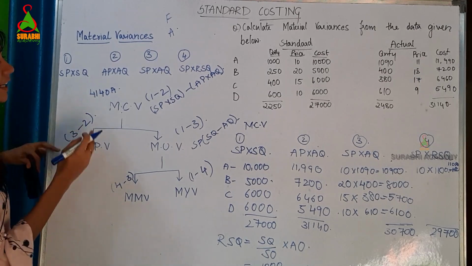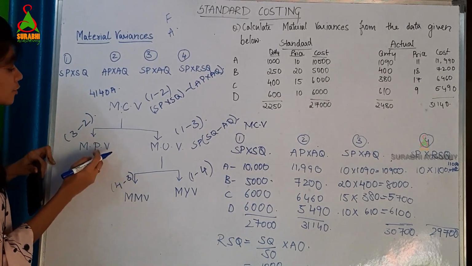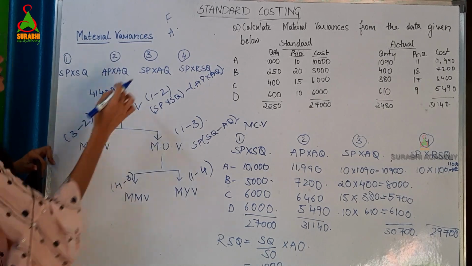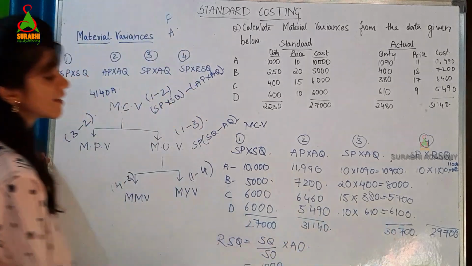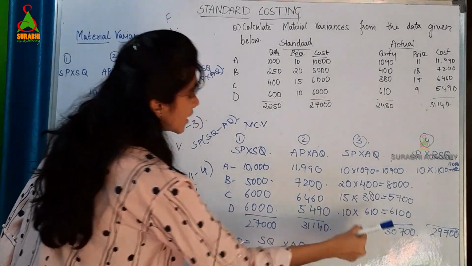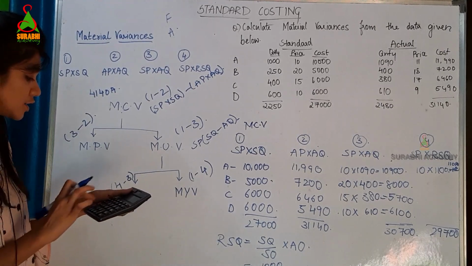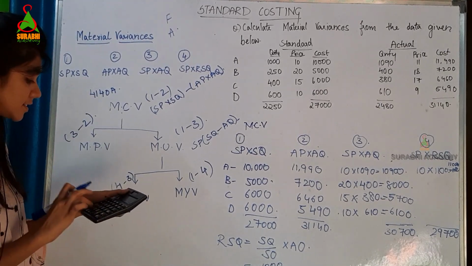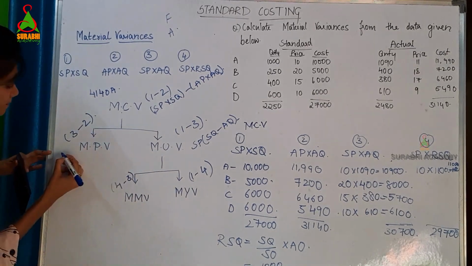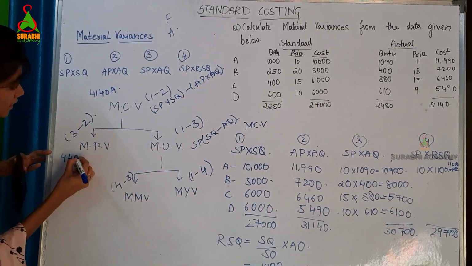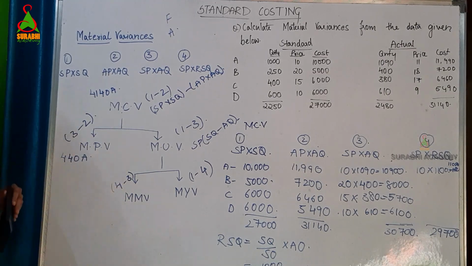Next one, material price variance. To calculate material price variance, what we have to do? 3 minus 2, right? So what is the value of 3? 30,700. 30,700 minus 31,140. So if we calculate this, 440 will be getting. In negative we are getting, so 440A you have to write again.